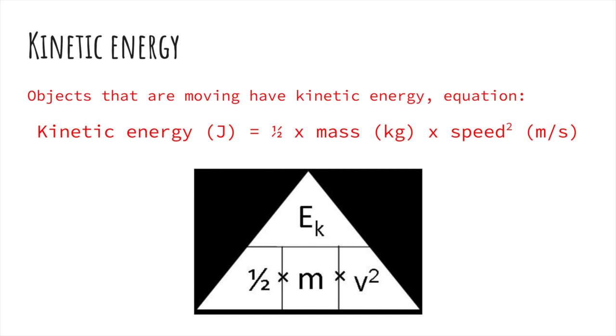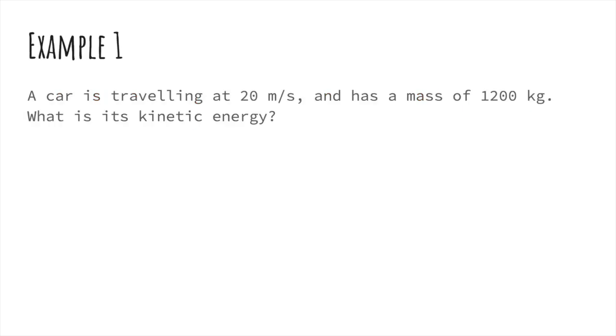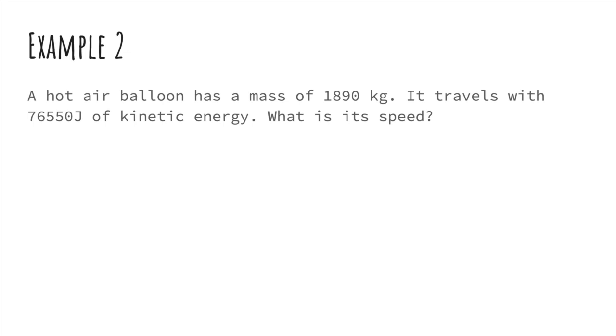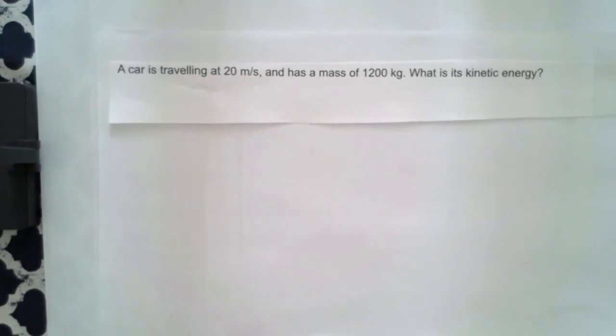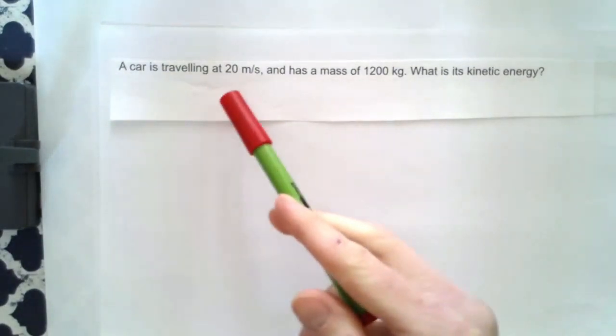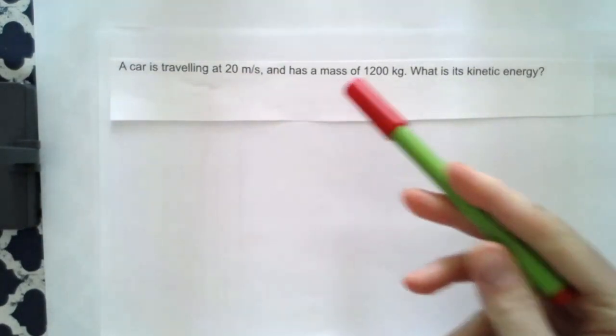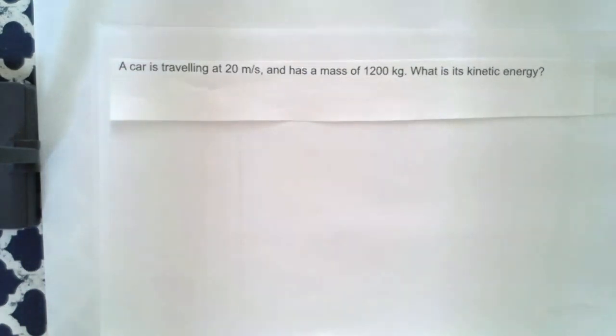Okay, so we'll look at a couple of examples of this, 1, 2, and an exam question. I'll do that on paper, and then we will come back to look at the rest of the lesson. Good. So our first example here says a car is travelling at 20 meters per second and has a mass of 1,200 kilograms. What is its kinetic energy?